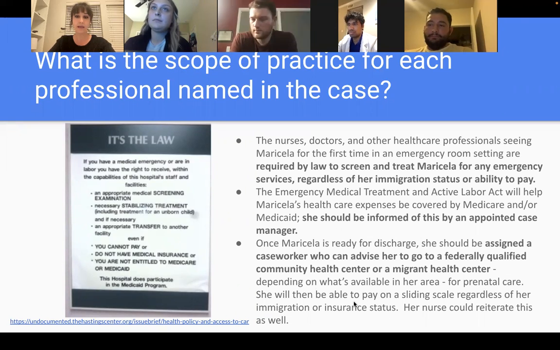She will then be able to pay on a sliding scale regardless of her immigration or insurance status, and her nurse can reiterate this as well after she hears it from her case manager. To the left is an example of a posting of the law, just to inform immigrants and people coming into the emergency room of their rights.